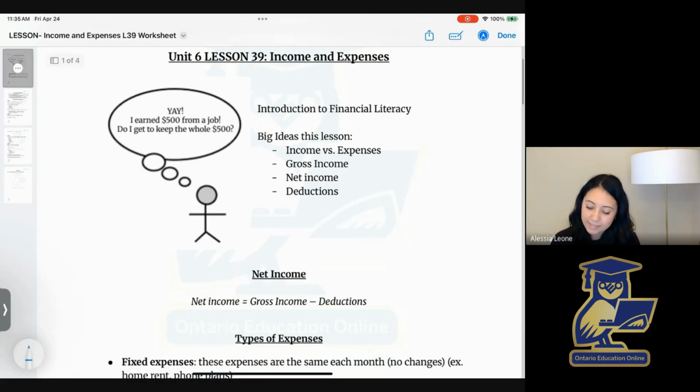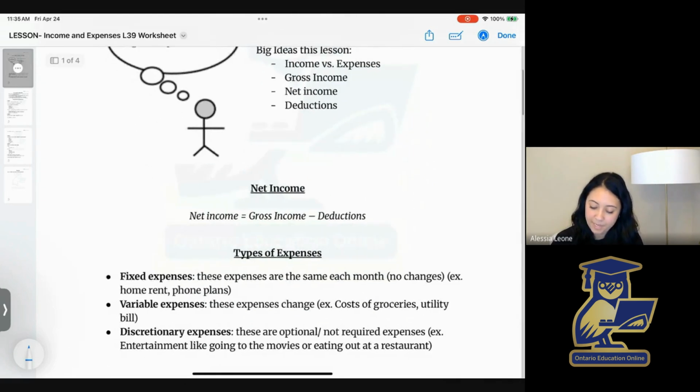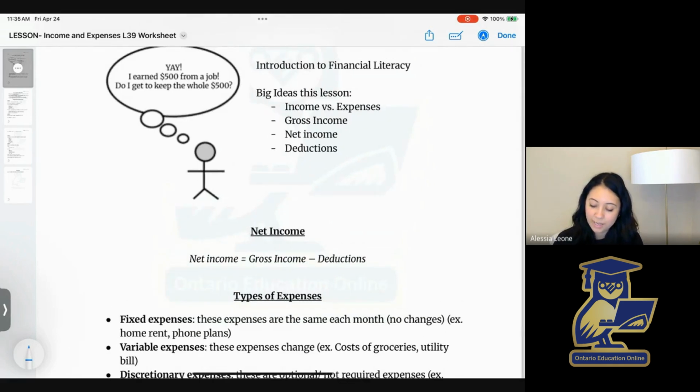So in this lesson, we're going to look at income versus expenses. We're going to look at gross income, net income, and deductions. So our net income is our gross income minus our deductions. This will come up in a later lesson, but just so you have an idea, we have something called net income, and our net income is gross income minus something called deductions.